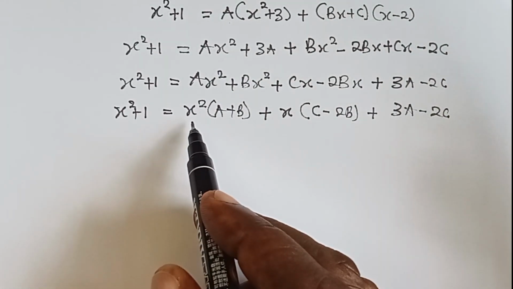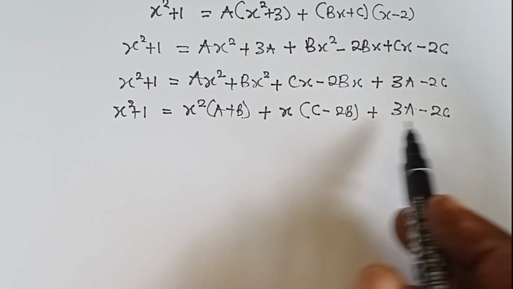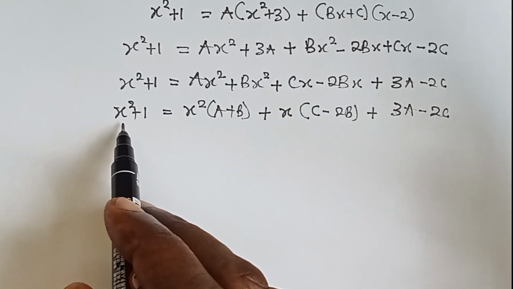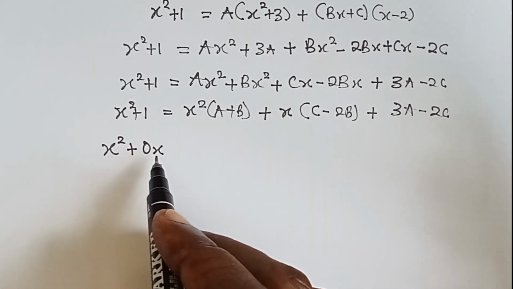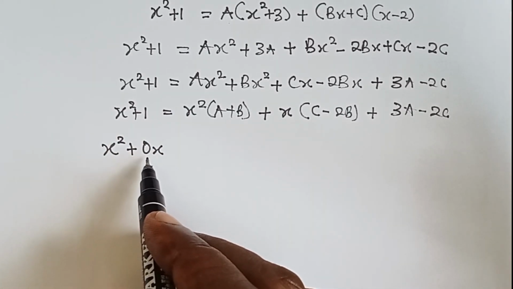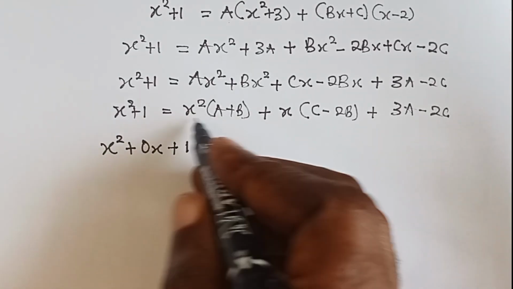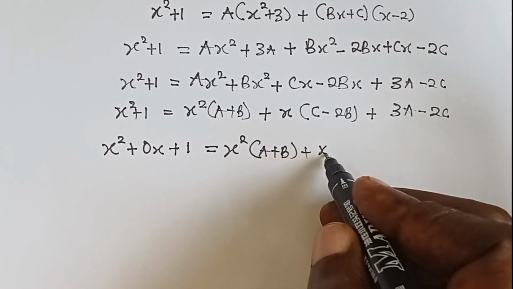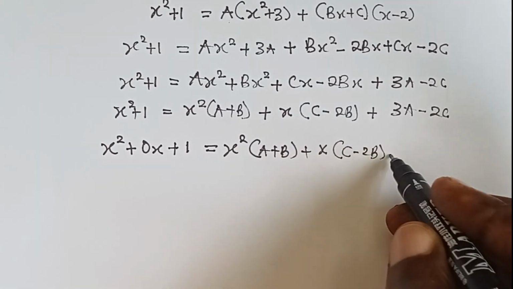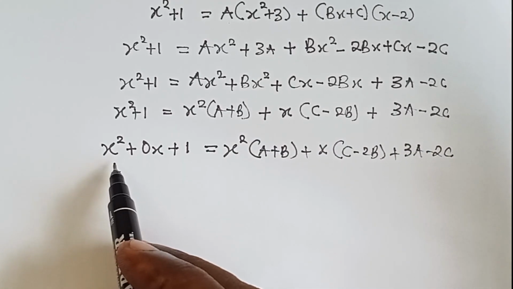All right, from there we can see that we have x squared, we have x, and we have this to be constant. But at the left-hand side, we have x squared. We are going to write this as x squared plus 0x. There is no x here, but we're going to create x by writing the coefficient to be 0, because 0 times x will equal 0. And then we're going to write the constant 1. Right, and then we can write this again, x squared (a plus b) plus x(c minus 2b) plus (3a minus 2c).